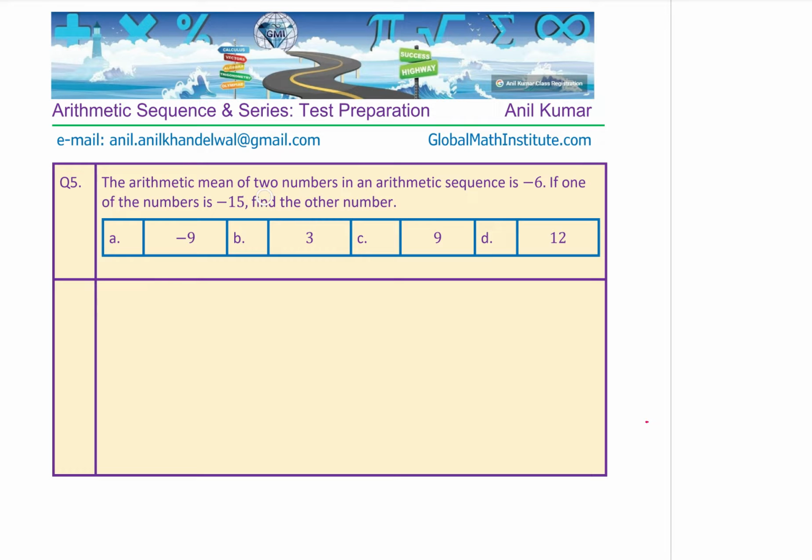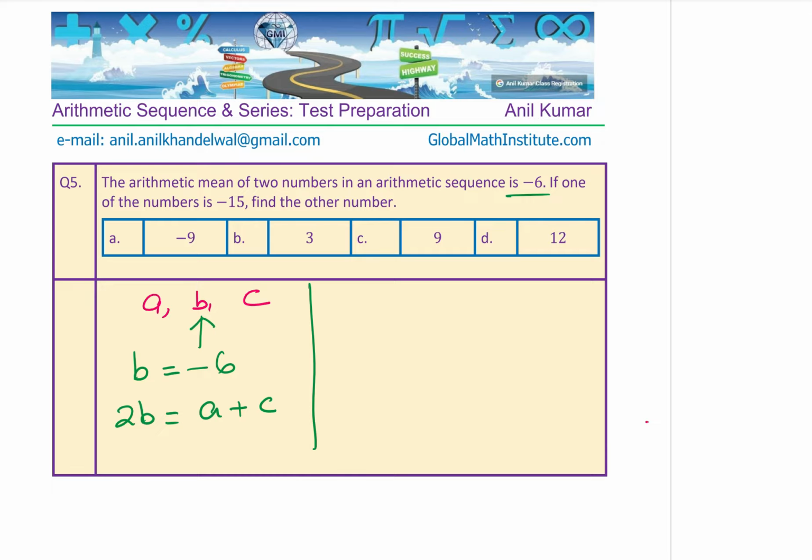The arithmetic mean of two numbers in an arithmetic sequence is minus 6. If one of the numbers is minus 15, find the other number, right? So let us say we have A, B, C as the three numbers. When we say arithmetic mean is given to us, that means the center number B is given to us, and that is given to us as minus 6. And we also know that twice B is sum of A and C, correct? So that is the information known to us. We are going to use this information to solve the question, correct?